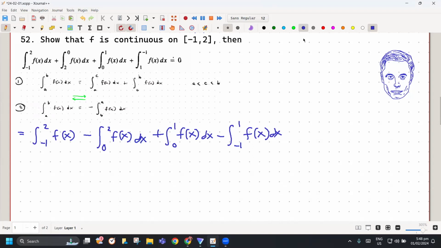Yung negative 1 to 2 minus 0 to 2 f of x dx, paano naging na-reduce to negative 1 to 0? Remember, kailangan makita yung details na ginagamit mo yung bawat theorem or definition step by step. Kasi magical yan kapag dumiretso ka niyan eh.